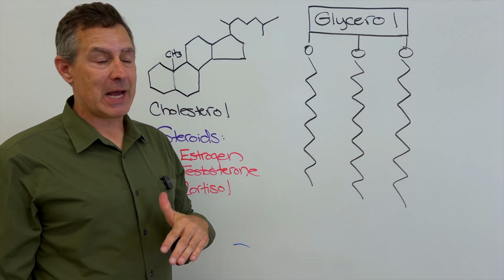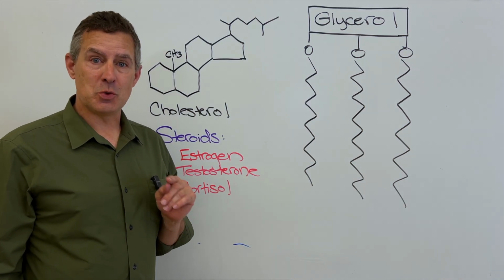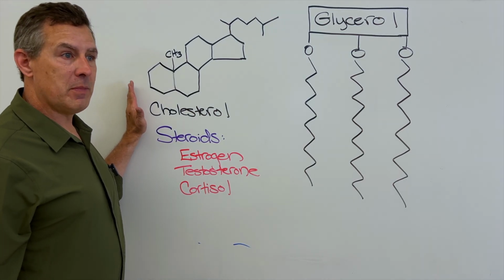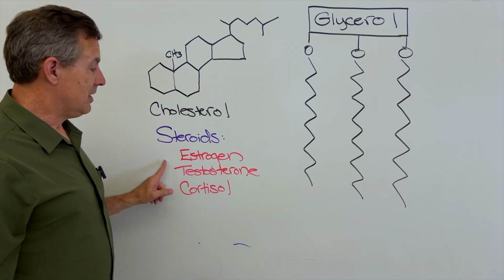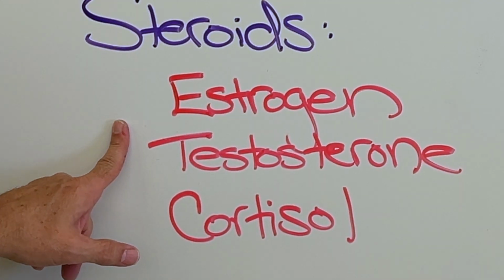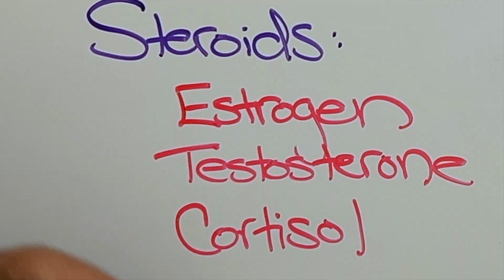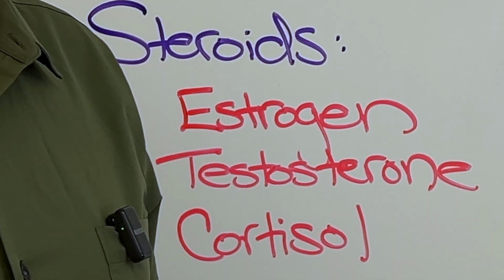There's good cholesterol and bad cholesterol, and we'll talk about that as we move forward. But all steroid molecules are formed off of the molecule cholesterol. Types of steroid molecules, just to name a few: estrogen, testosterone, and cortisol are all steroid-based molecules.